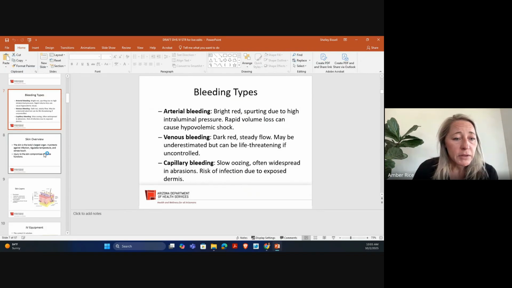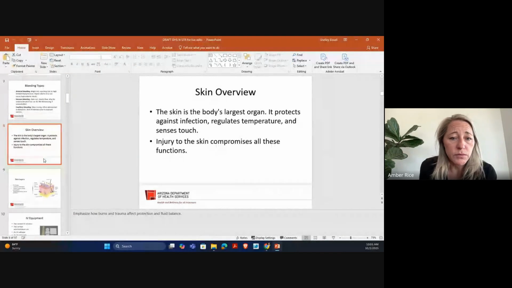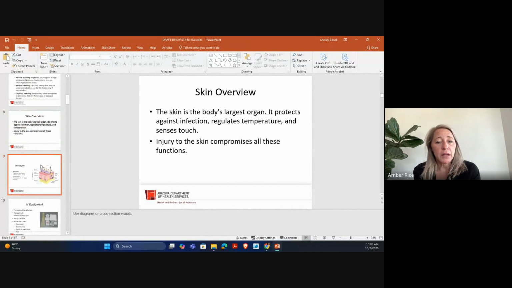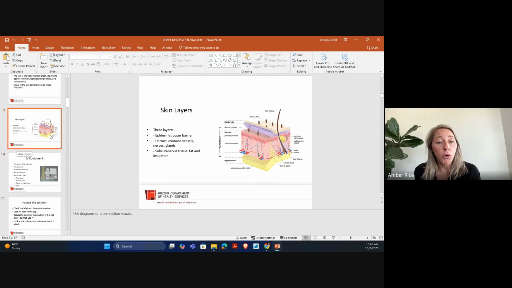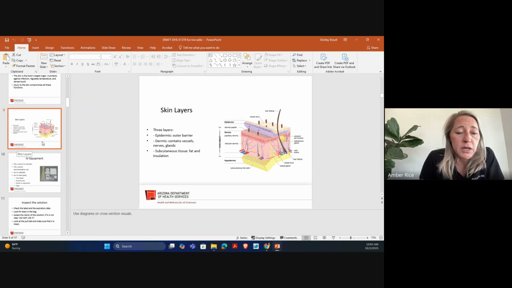And then I have a little bit about skin. There's just a couple slides related to skin and the different layers of skin. So really just to talk about, obviously you're going through layers of skin to get to the vessels. So this is just part of the anatomy. And that's kind of all I had in here for anatomy and physiology stuff.